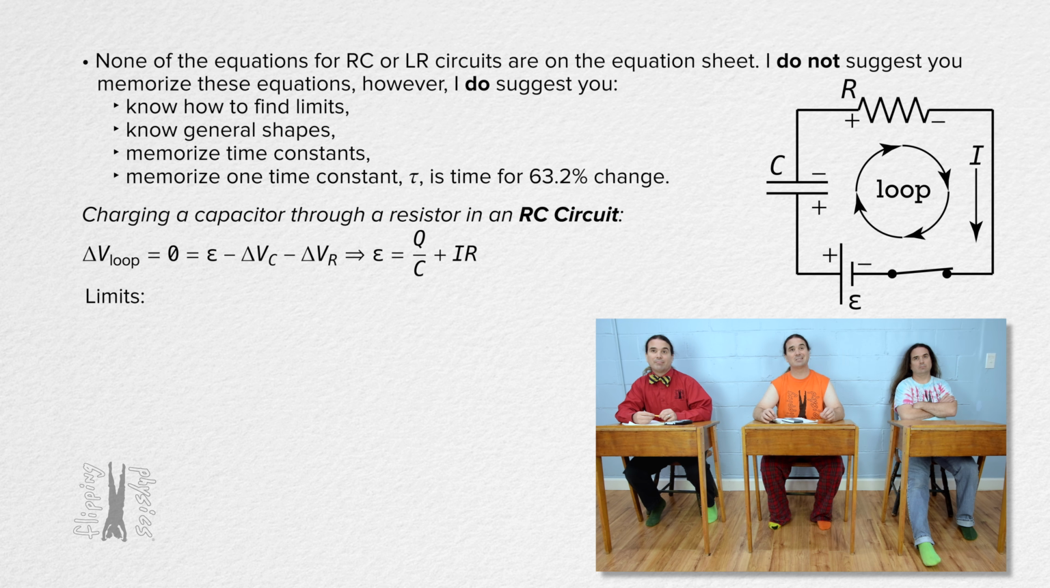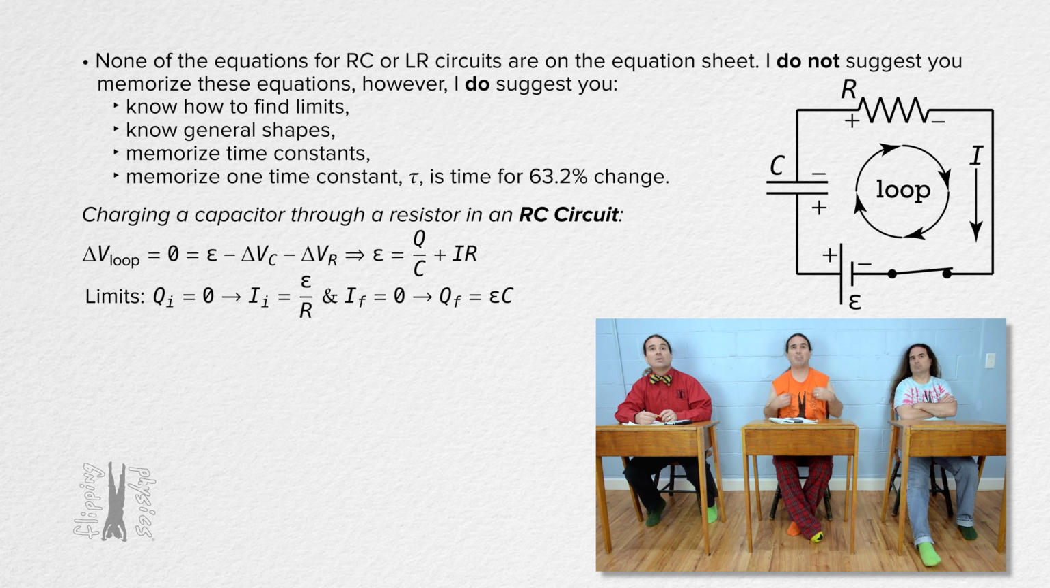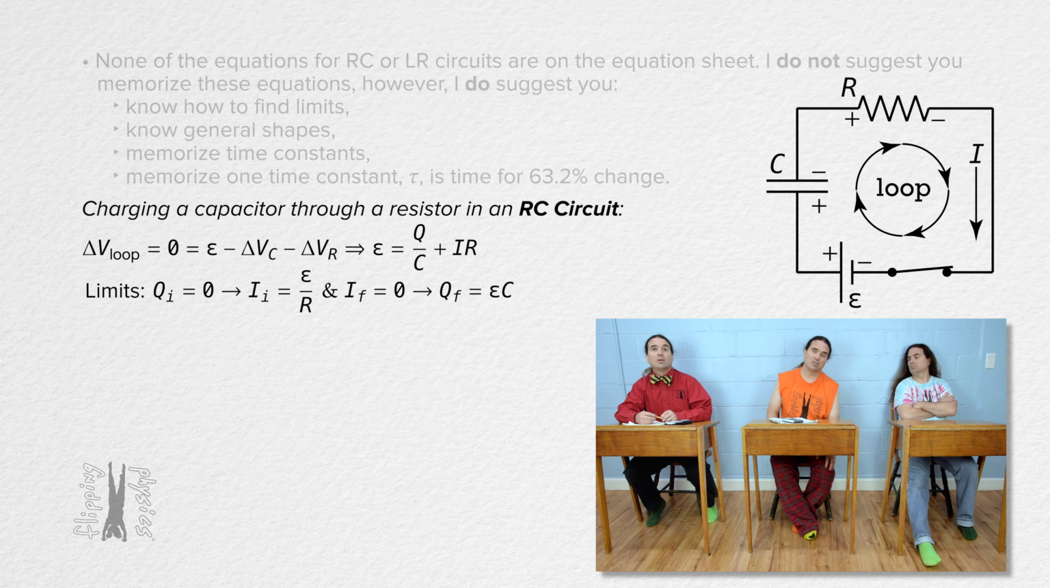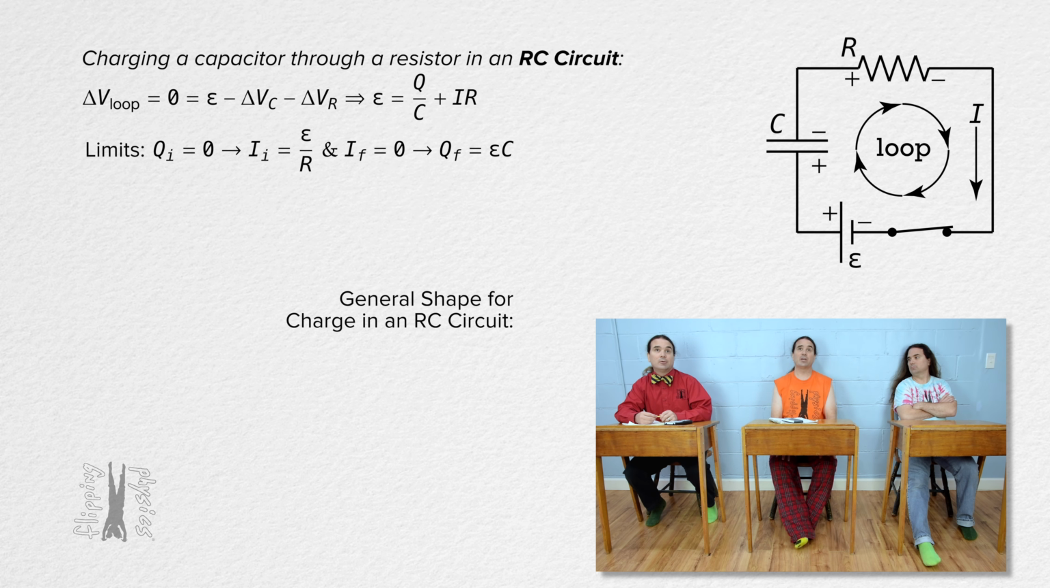For the limits, we know the initial charge of the capacitor is 0 because we are charging the capacitor. Then from the loop rule equation, we get that the initial current in the circuit equals EMF over resistance. We also know the final current in the circuit will be 0 because the capacitor will be fully charged. Also from the loop rule equation, we get charge final equals EMF times capacitance. Those are the limits.